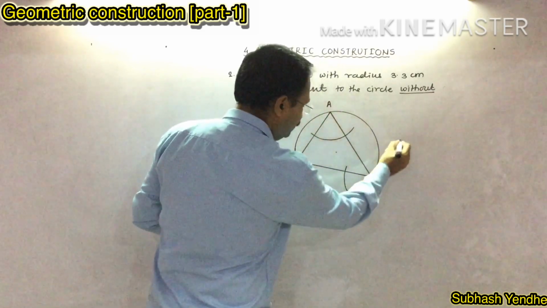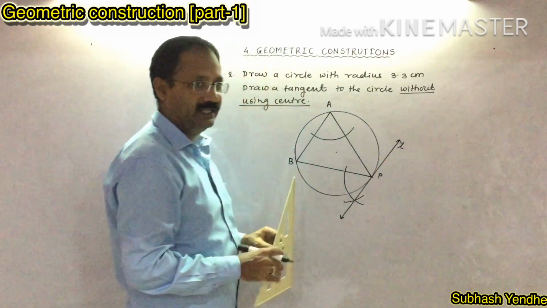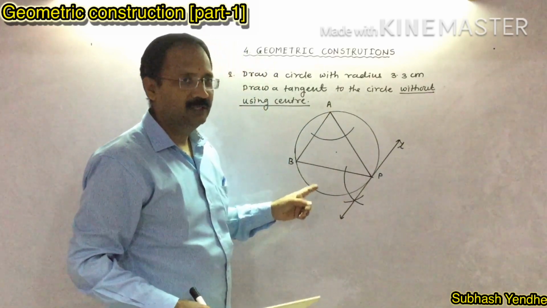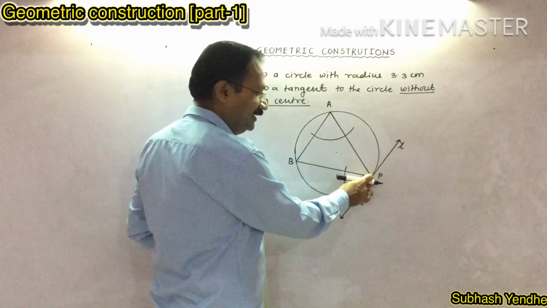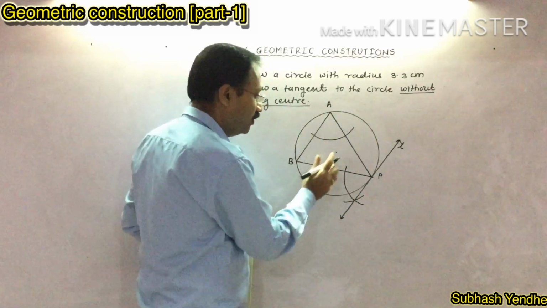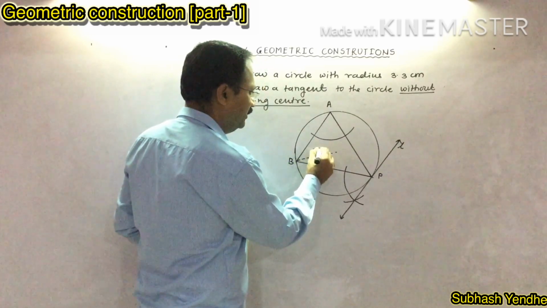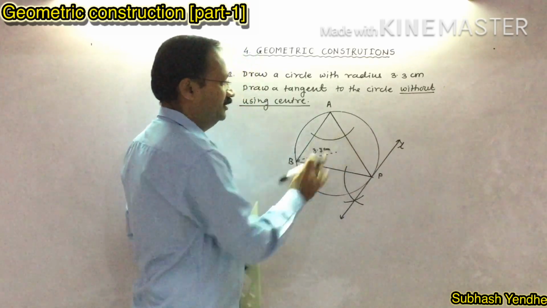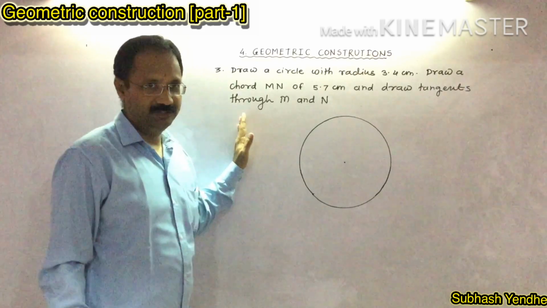So this is a tangent. Give the name L, or you can give the name by two letters also. This is called a tangent through the point P without using the center of circle. And show here the radius 3.3 centimeter.